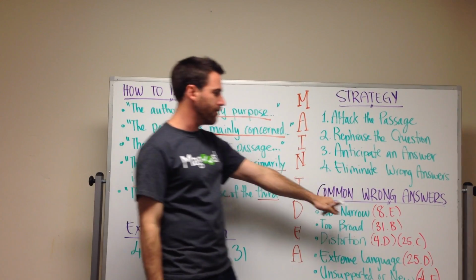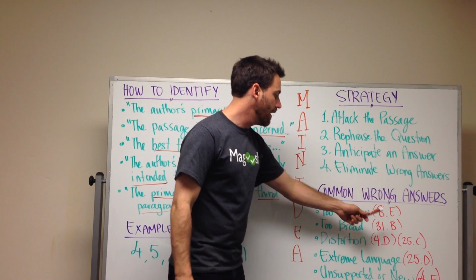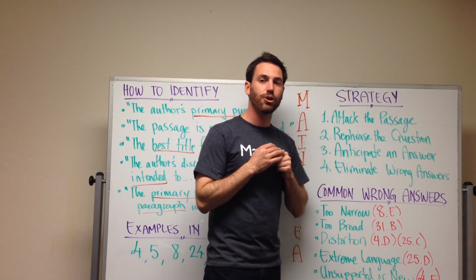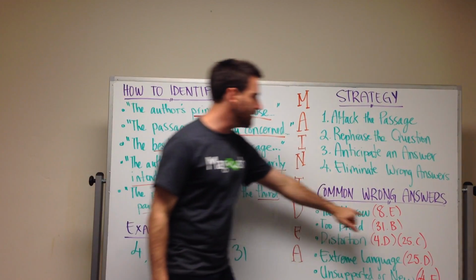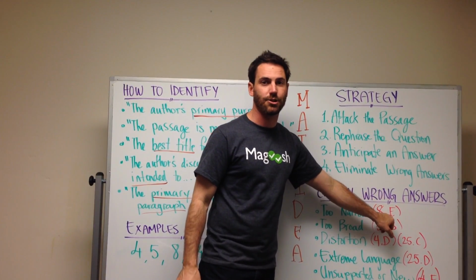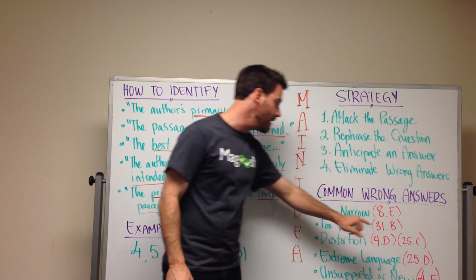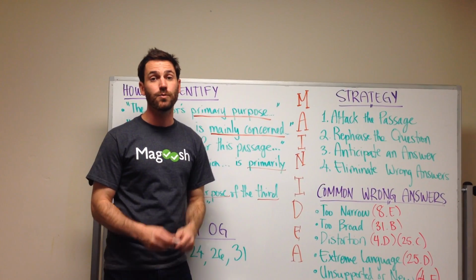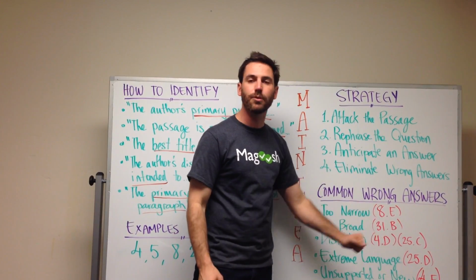Final tip, you might have been wondering, what is this AE 31B stuff over here? The number refers to the question type here in the OG, and the letter refers to the answer choice. So you can go to question 8 and look at answer choice E and see an example of a too narrow wrong answer. So go ahead and do a little research on your own.